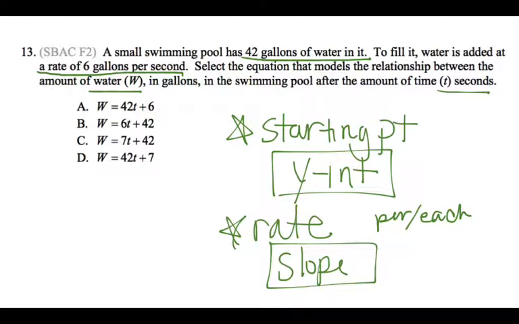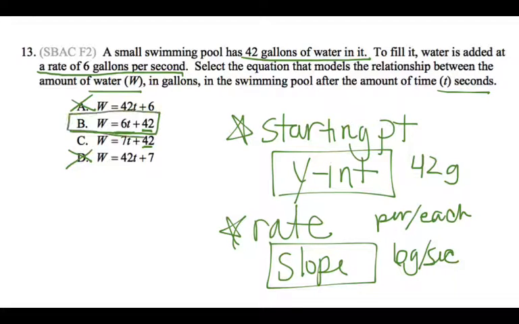So our starting point is 42 gallons. So this pool has 42 gallons of water in it to start. That's going to bring us to B or C. Now our rate is 6 gallons per second. So this right here, 6 gallons per second makes B our answer.